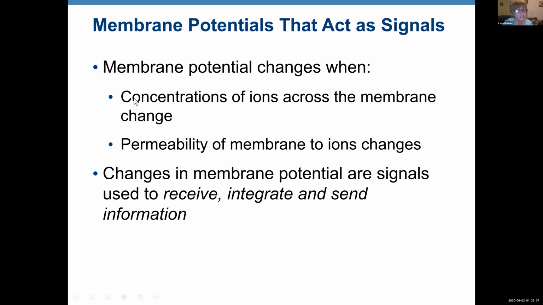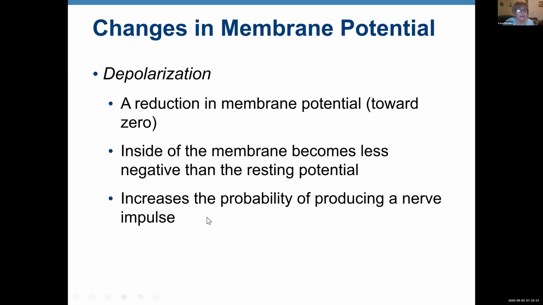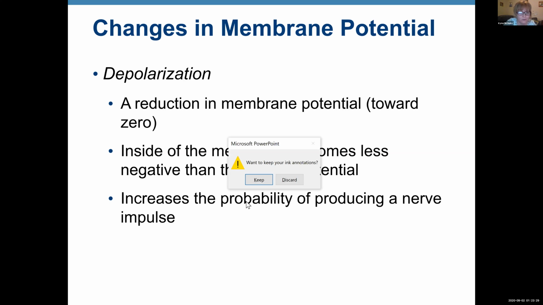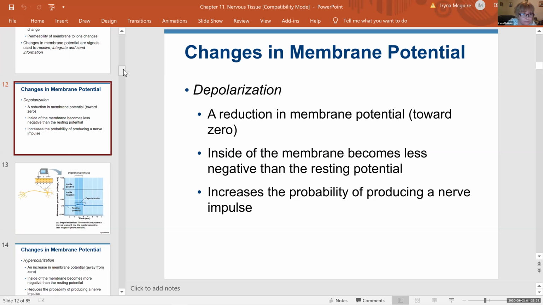Now, changes in the membrane potential do not happen in every cell. It only happens in muscles and nerves. And these changes are actually signals. They use the signals to receive, integrate, and send information. That's very interesting. Now I want to show you another slide before we get here.